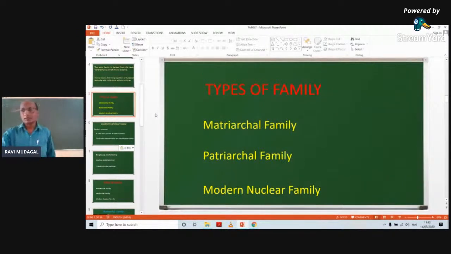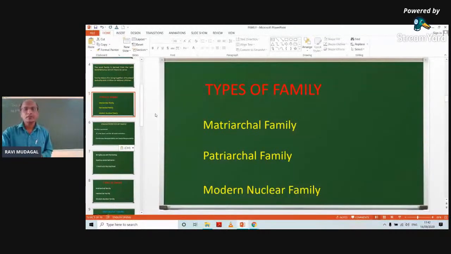Dear students, now let us think about the types of family. Let's study the types of family. What are the types of family? There are three types of family. When it comes to family, we see there are three types. What are those three types of families?